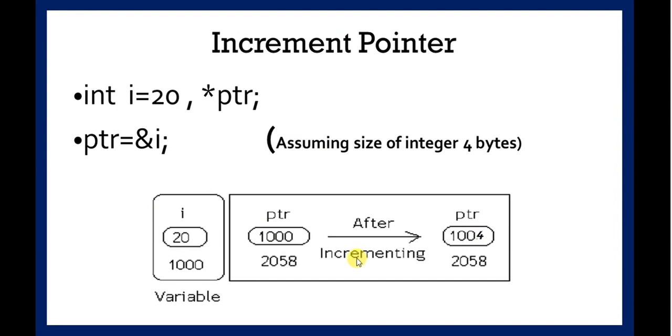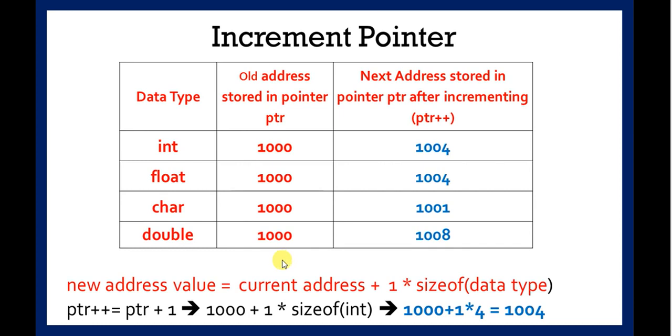In case of a 16-bit compiler, it will require 2 bytes, so the pointer will be incremented 2 bytes ahead. Similarly, if the pointer is of float type, it will be incremented by 4 bytes. If the pointer is of character type, it will be incremented by 1 byte ahead. If the pointer is of type double, it will be incremented by 8 bytes ahead.